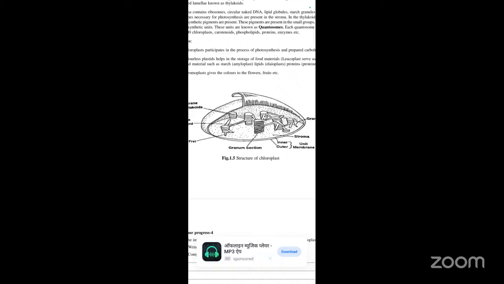Next one is the nucleic acid. There are two types of nucleic acid. One is deoxyribonucleic acid, another is ribonucleic acid. What are the major differences between deoxyribonucleic acid and ribonucleic acid? Deoxyribonucleic acid is double stranded. Ribonucleic acid is single stranded.